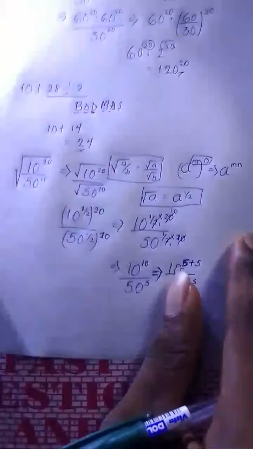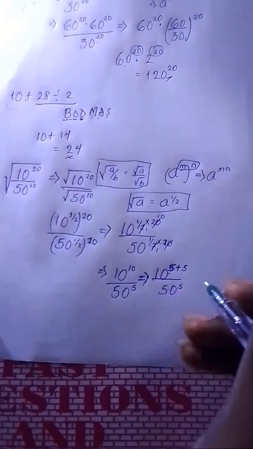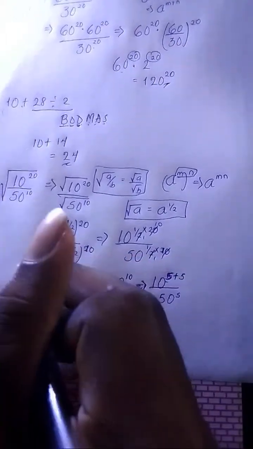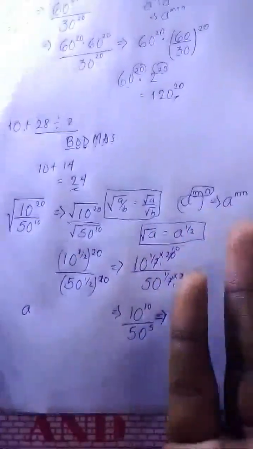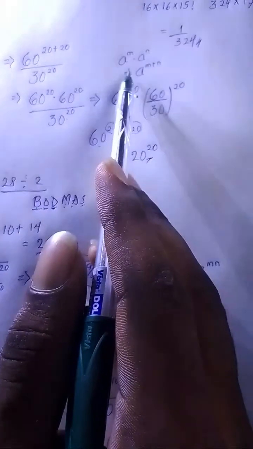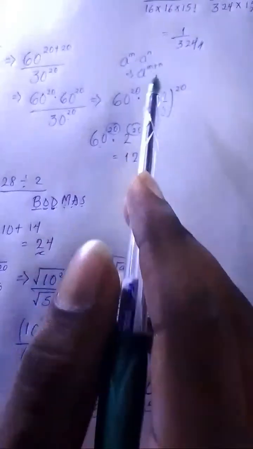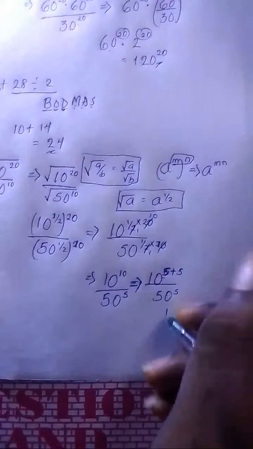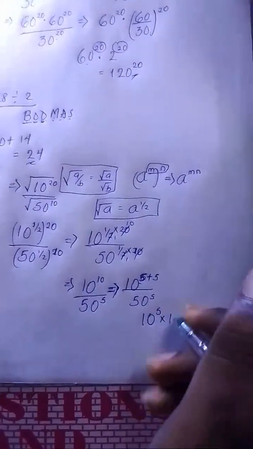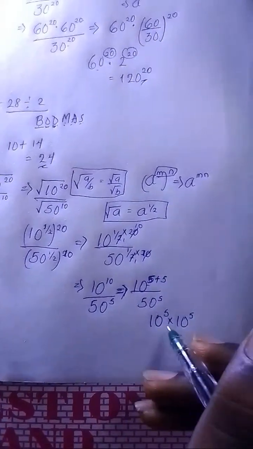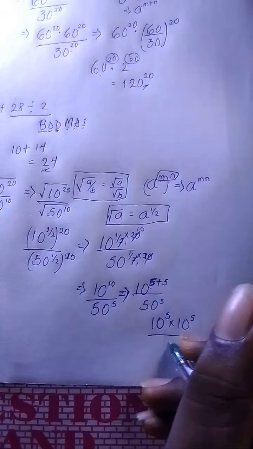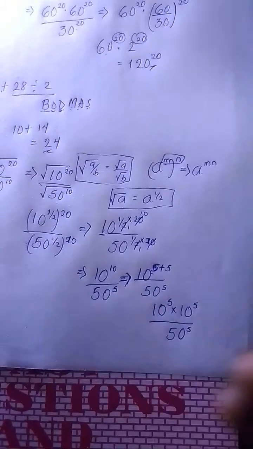So from here we can see this law where a raised to the power of m times a raised to the power of n is equal to a raised to the power of m plus n, right? So from here we have 10 raised to the power of 5 times 10 raised to the power of 5. That's what will give us 10 raised to the power of 5 plus 5 divided by 50 raised to the power of 5, right?